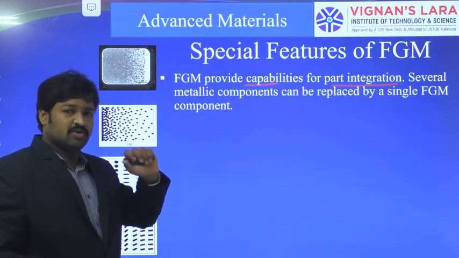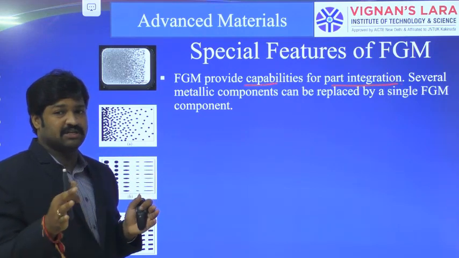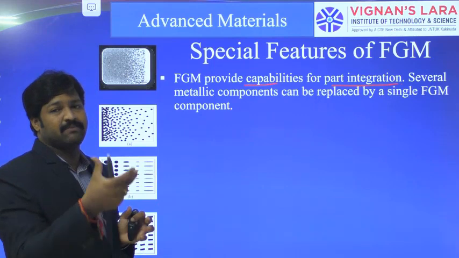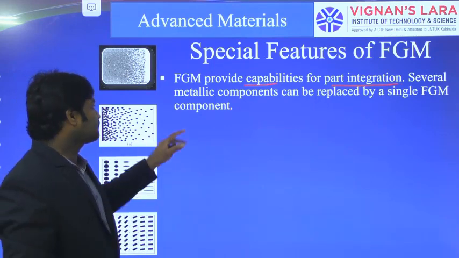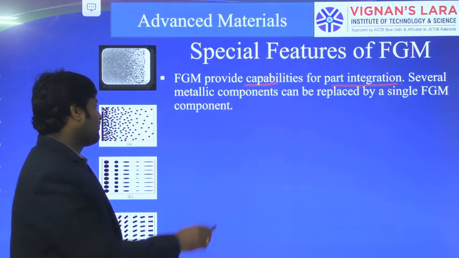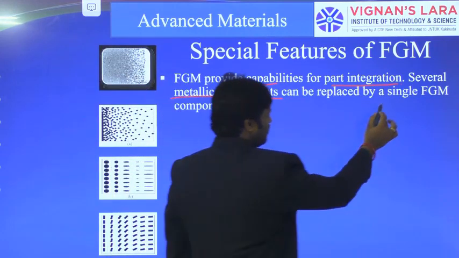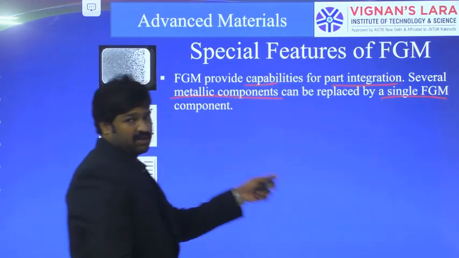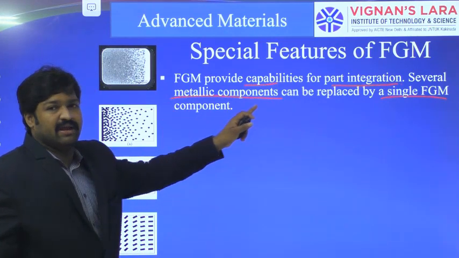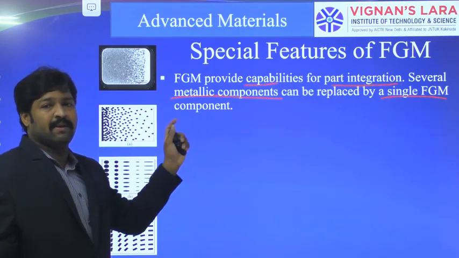Why? Because it has a gradual variation in its composition, so that many of the components can be replaced and the property can be attained by a single FGM. FGM provides capabilities for part integration. To get the desired property, we would otherwise need to use many components, whereas many properties can be attained by a single FGM, so one FGM component can replace many metallic components.